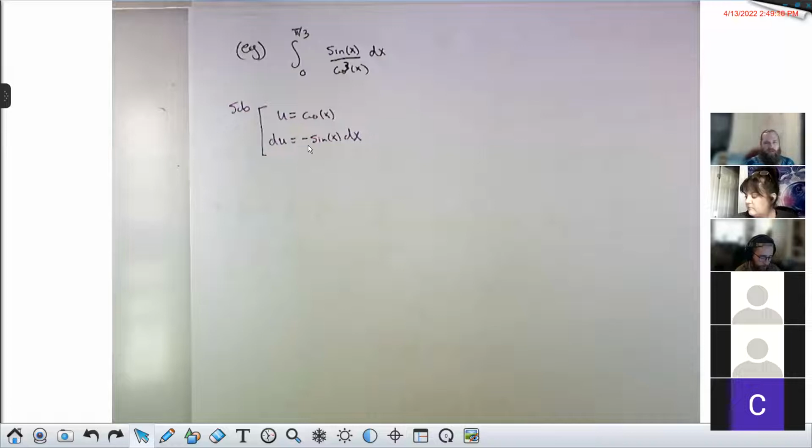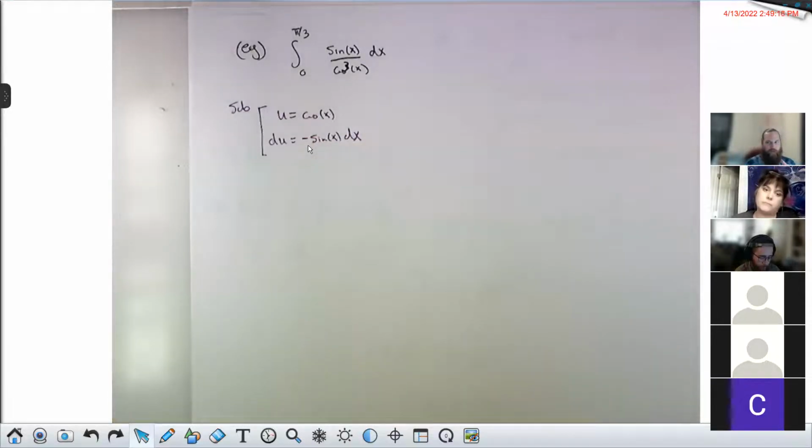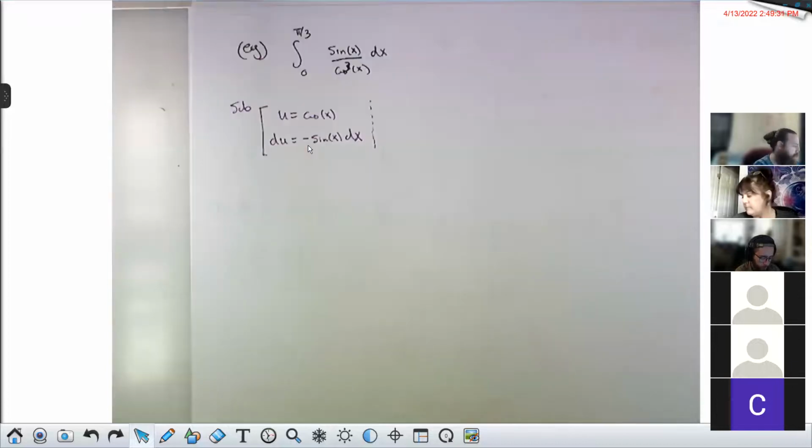What the negative does here is it flips the interval over. It's kind of cool. So if your differential has a negative in it, that means that the orientation of the integral is going to be reversed. Instead of going from left to right, after we do this, we're going to be going from right to left. And we'll see what effect that has after we implement the sub.